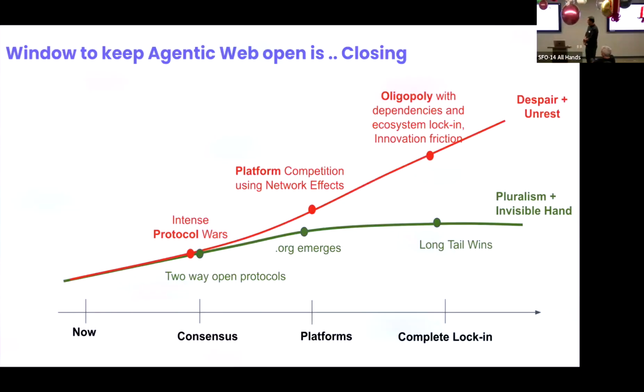Thoughts on that? Yeah, I have a question. Okay. Danny, did you have a thought that you want to complete?